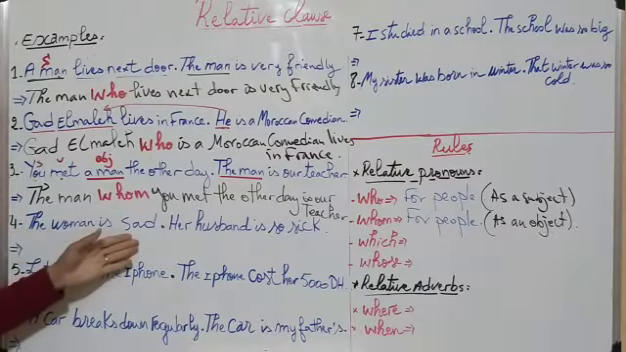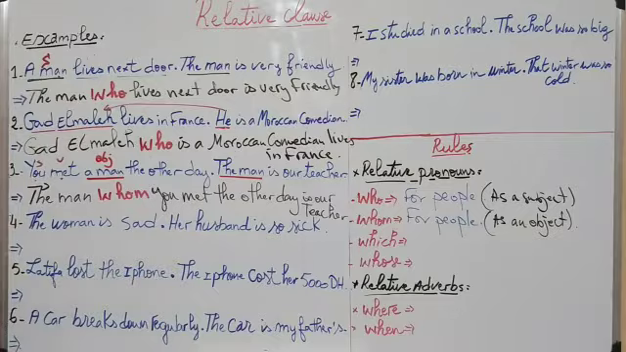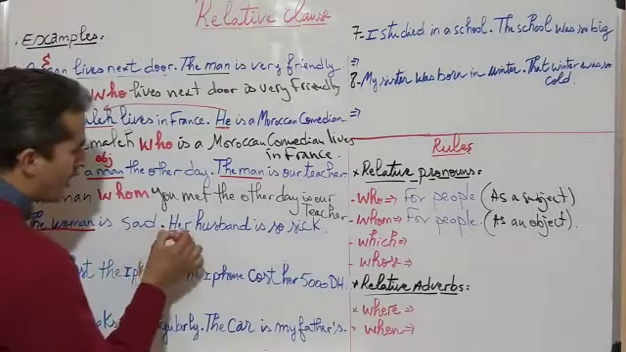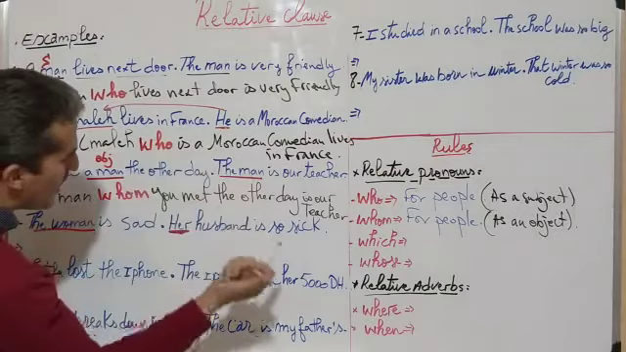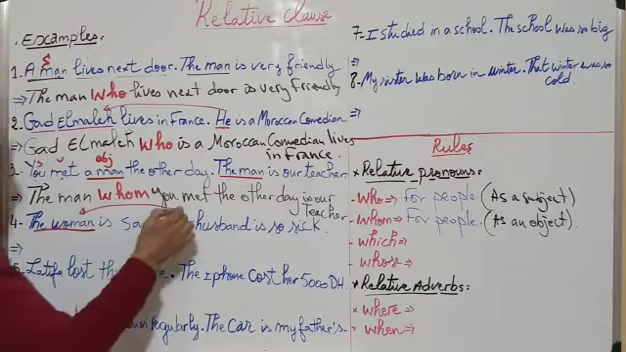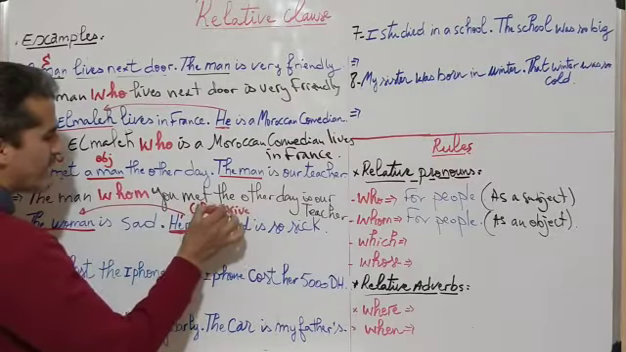The woman is sad. Her husband is so sick. As you can see, what is the repetition? We have the woman, and we have here her. So her, it's not he or she. We say the woman is sad, her husband. So this her refers to the woman. This is what we call possessive. So this is a possessive case.